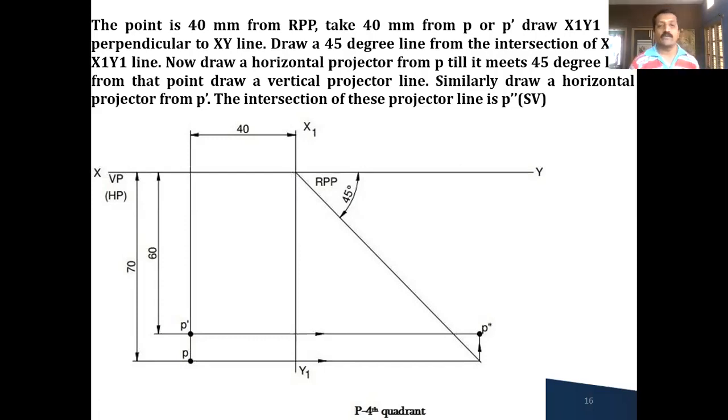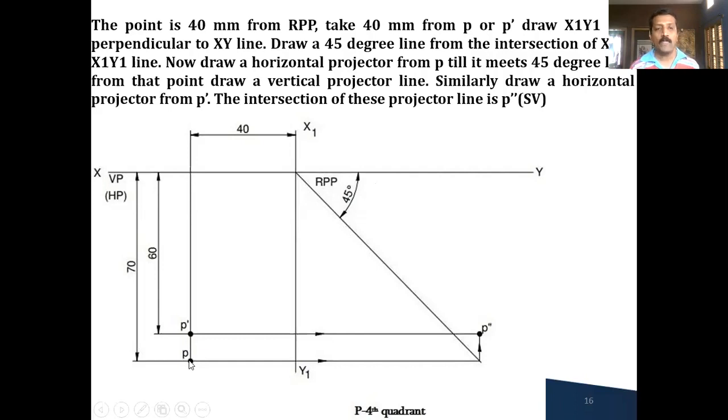Now, the side view we always have to draw on either the left or right side of your front view. So this particular portion is RPP, where we are going to draw the side view. And where is the top view? The top view is also here, below the XY line. That's why you draw a 45-degree line in this direction. After drawing the 45-degree line, first you consider the top view.